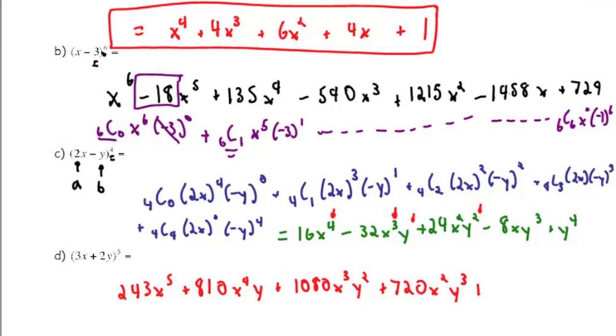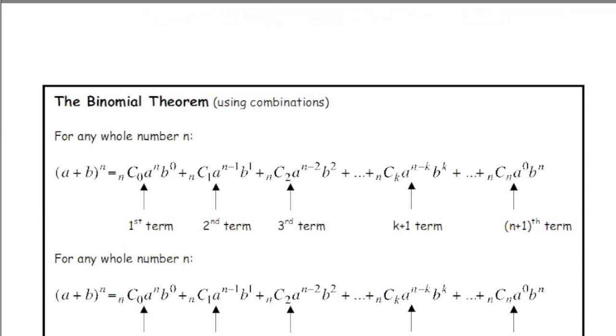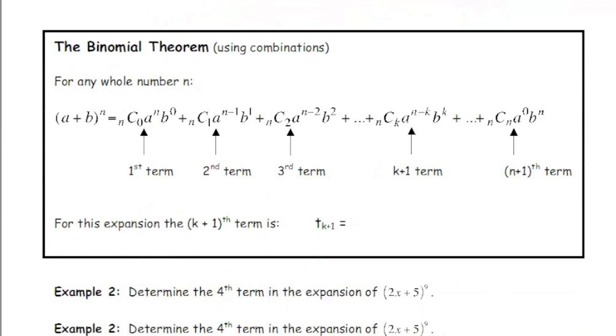Okay, so doing the exact same thing with part D, you should end up with 243x to the power of 5 plus 810x to the power of 4 y plus 1080x cubed y squared plus 720x squared y cubed plus 240xy to the power of 4 plus 32y to the 5th. So again, exact same equation. You're starting in row 5. You should have no problem dealing with this.